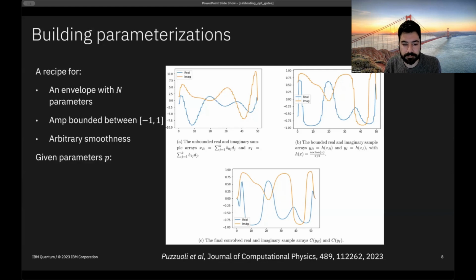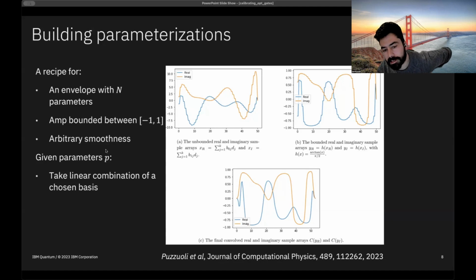So this is the function that generates these smooth pulses. The parameters P are the input parameters. What you have to do is choose some basis of piecewise constant things. Because we're doing everything with arrays, you just choose some basis. Typically, we choose a discretized Chebyshev basis.